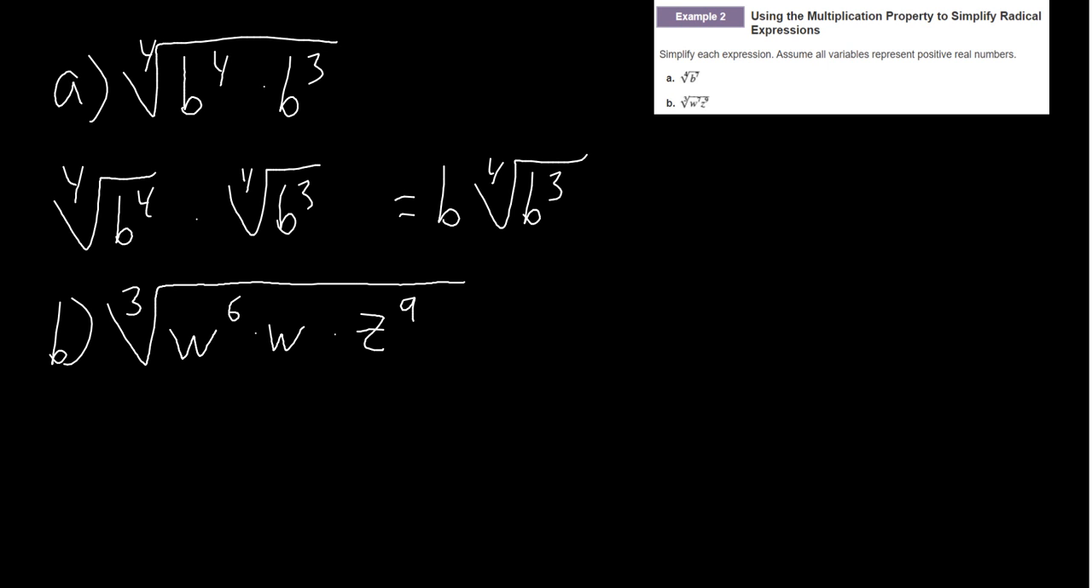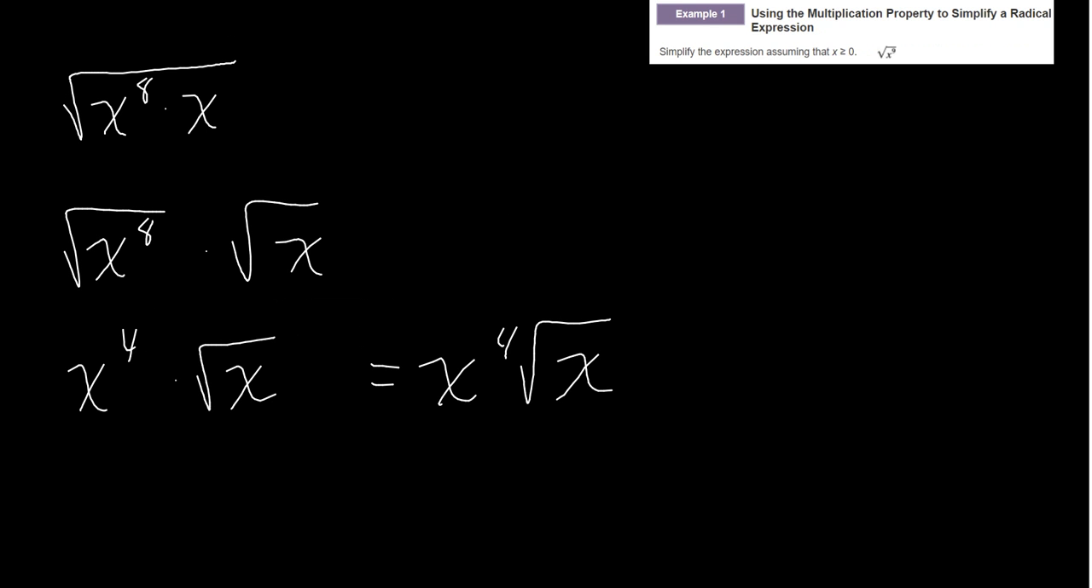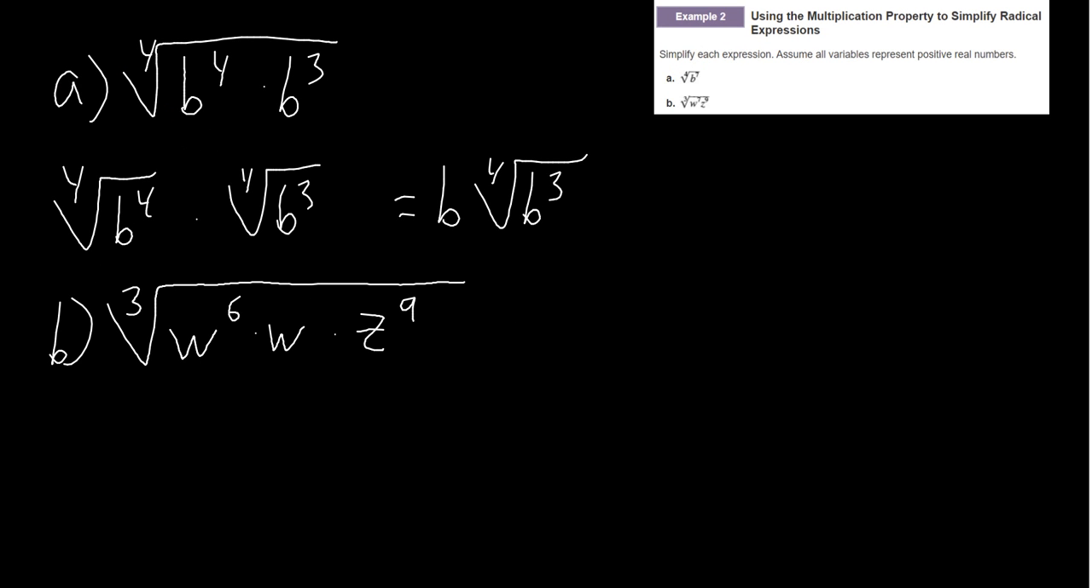Okay, so what is the pattern that we've been seeing here? On this particular problem, we have an implied 2 right there, and it's x to the ninth. So we split up into x to the eighth times x. In example A, we had a b to the seventh. We split it into b to the fourth and b cubed. And in example B, we had a w to the seventh. I split it into w to the sixth times w, and of course z to the ninth stayed the same. So what's the pattern that we're seeing here?